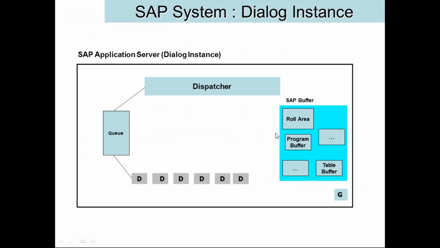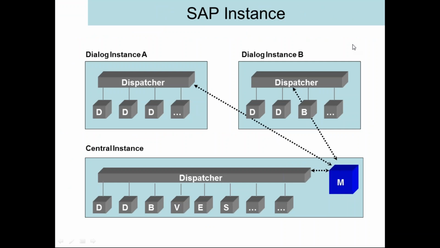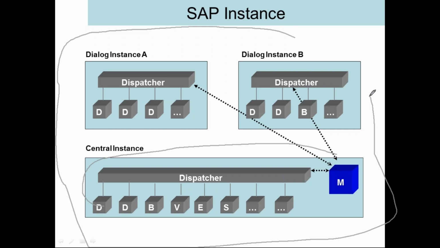Okay. Now this is the dialog instance. What do we observe in this entire picture? Just assume that this is the entire SAP application server. Here, how many partitions are there? So here you have three.